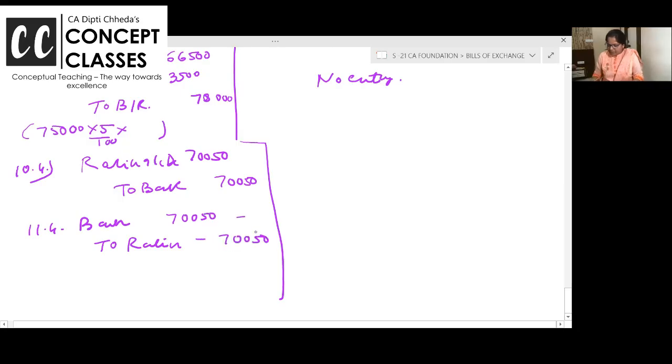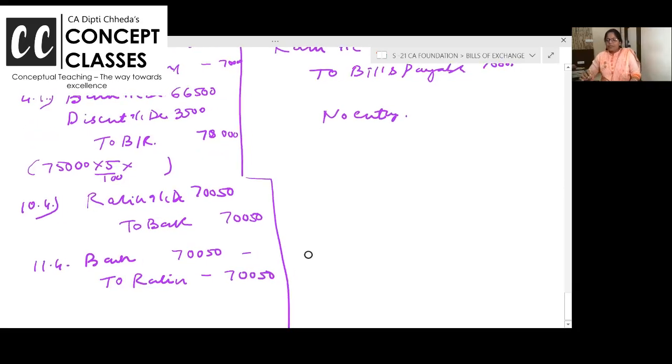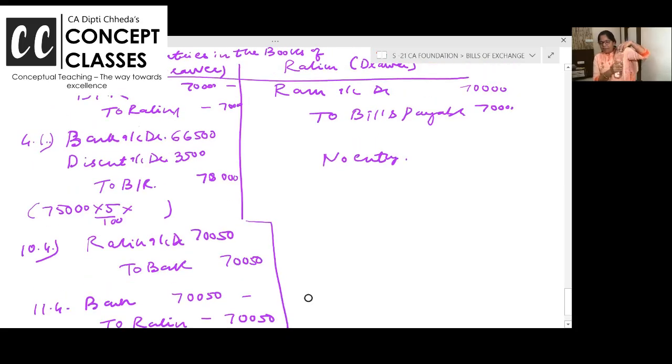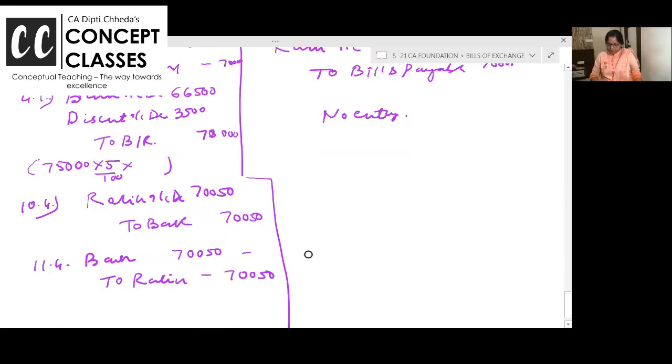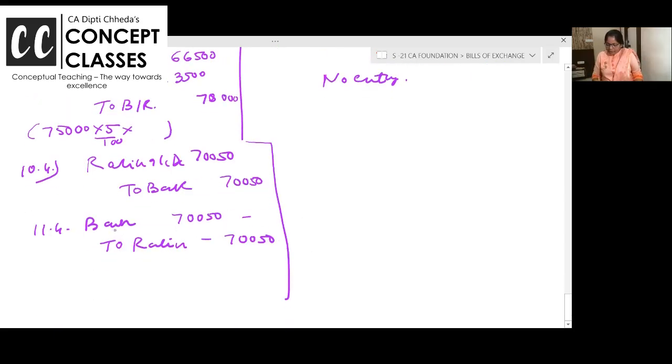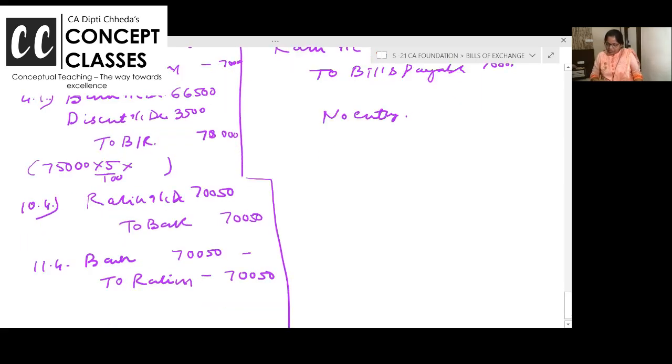70,050, 70,050. Bolo. Take your time. Is it clear or not? First year bills receivable, there's bills payable. Then I discounted, they did nothing. Then I got it dishonored. In case of dishonor, I have to pay the money to bank, and bank to Rahim. Nice, clear to all of you.